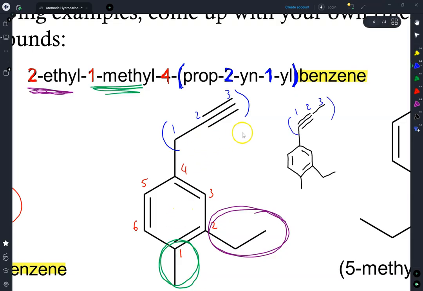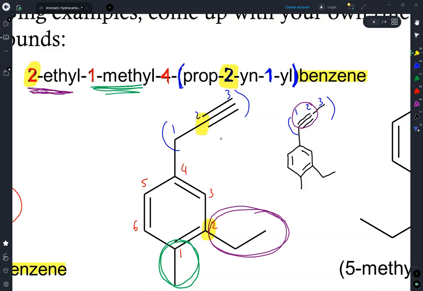The other option would have been to put the triple bond over here between carbons 1 and 2, and we would have to change this 2-yne into a 1-yne instead to tell the reader where the location of the triple bond is. So because the triple bond could be in 2 different locations, I need to tell the reader exactly where the triple bond is located, which is why we need another numbering system to help them differentiate between a 2 carbon over here versus the 2 carbon down here.